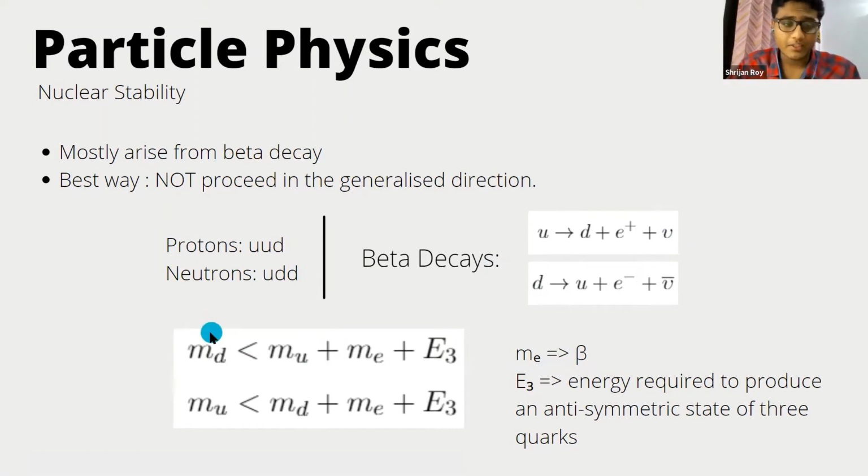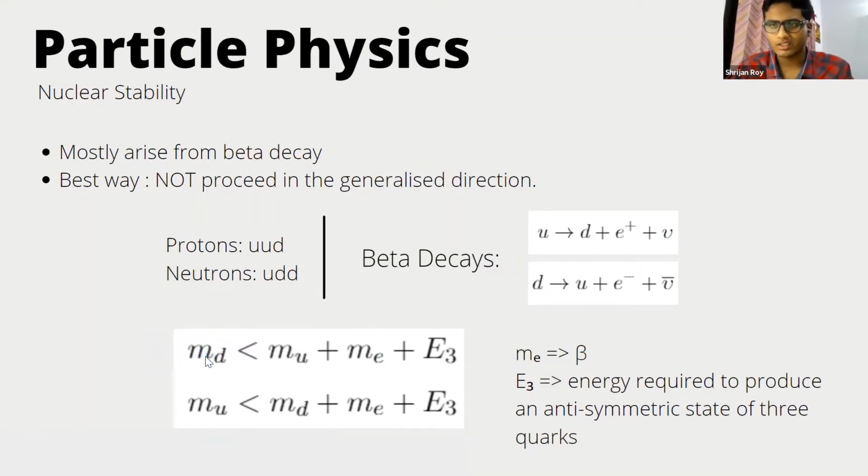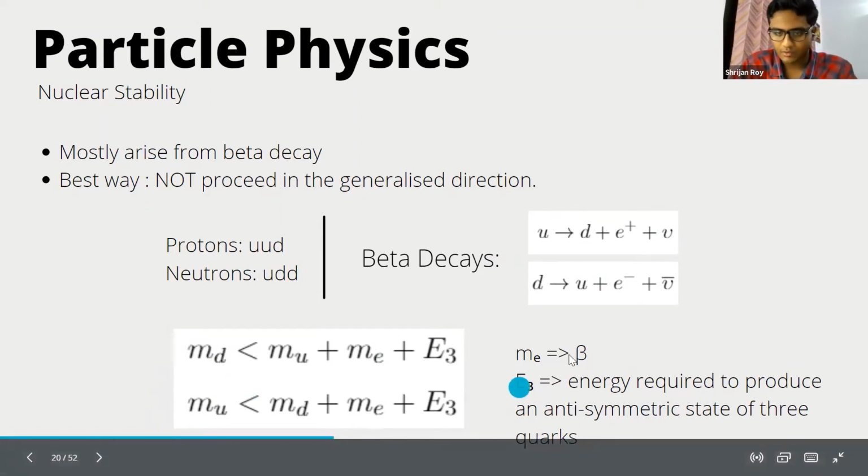So basically, if the mass on this side is less, the nuclear reaction won't proceed. Obviously that's the whole principle of nuclear reactions. So that is the kind of modeling we do in particle nuclear stability. The other constraint is also that we don't want a neutron, which is a UDD state, to convert into a DDD state. So this is the constraint that arises from that.